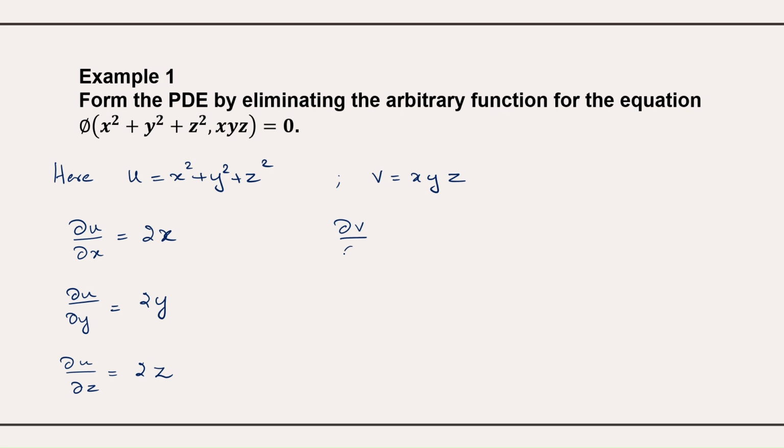Similarly, dou v by dou x is, since x is of power 1, this becomes 1 and y and z are treated as constant. Similarly, dou v by dou y will be xz, and dou v by dou z will be xy. Now after finding the first order partial derivatives, we have to substitute in the formula for capital P, capital Q and capital R.